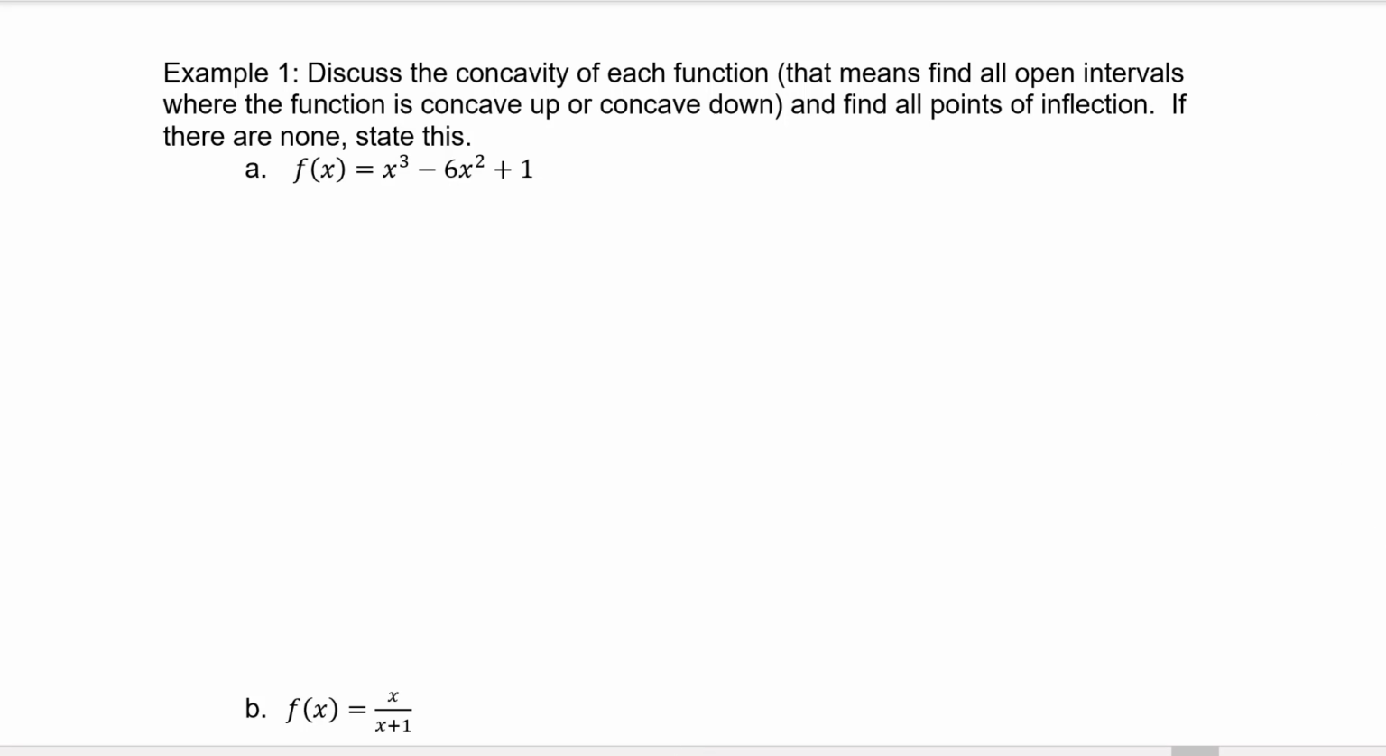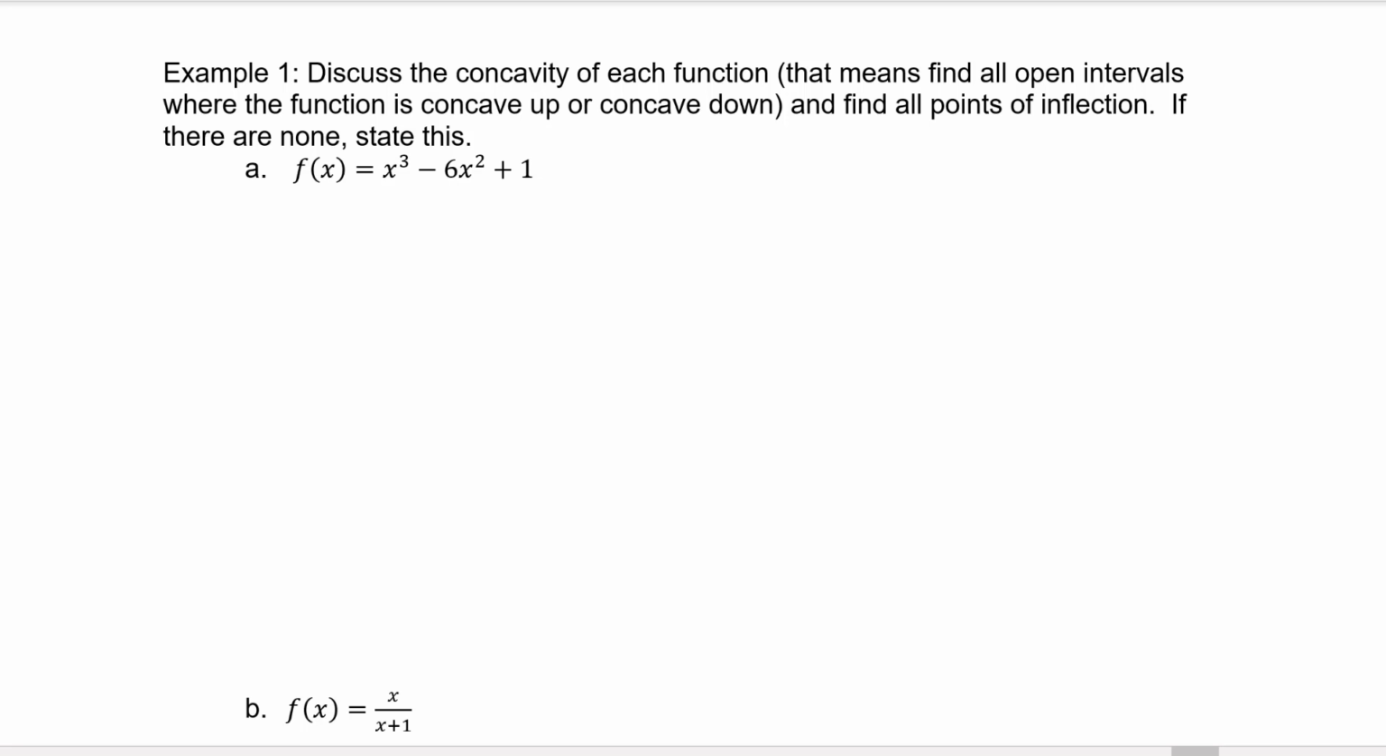Alright, so now let's look at some examples discussing the concavity of each function. In other words, find all the intervals where the function is concave up or concave down, and then find all points of inflection. As always, if there are none, state this. So start out with a nice easy polynomial. f of x equals x cubed minus 6x squared plus 1.